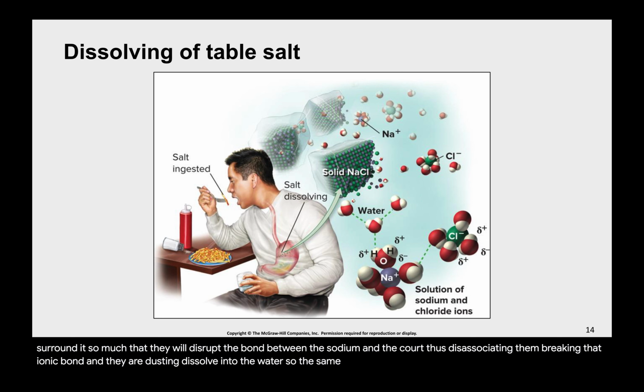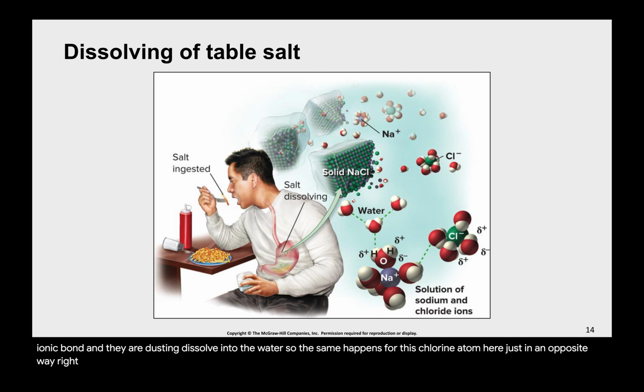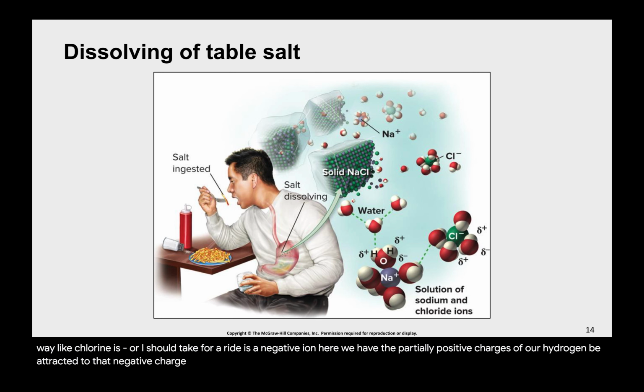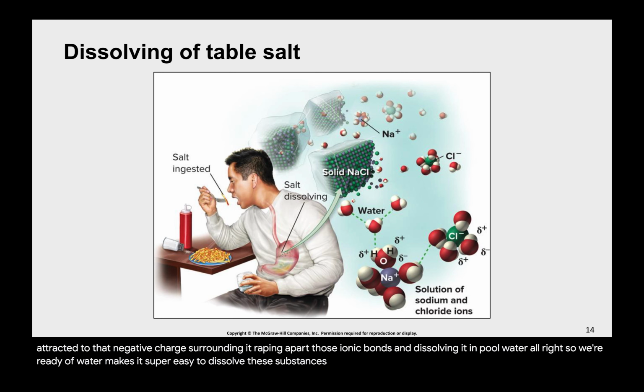The same happens for this chlorine atom here, just in an opposite way. Chlorine is negative, or I should say chloride is a negative ion here. The partially positive charges of our hydrogen are attracted to that negative charge, surrounding it, breaking apart those ionic bonds, and dissolving it into water. So the polarity of water makes it super easy to dissolve these substances.